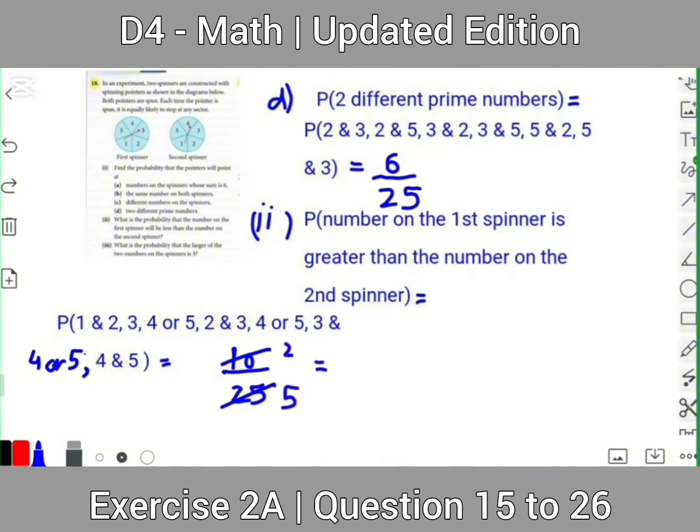So the probability that the number on the first spinner is greater than the number on the second spinner is equal to 2 over 5.